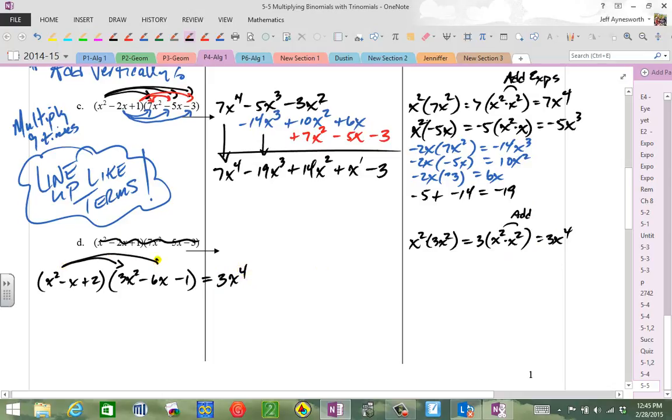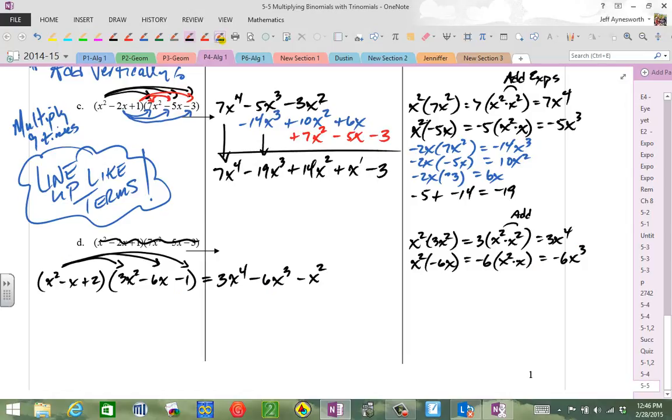Okay, first times second. X squared times a negative 6x. That's negative 6 times x squared times x, regrouping, and that's a negative 6x cubed. So minus 6x cubed. First times third. X squared times negative 1, just negative x squared. All right. Switching colors. Here we go.